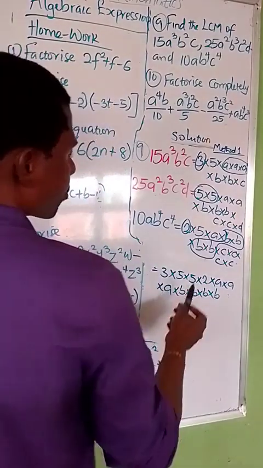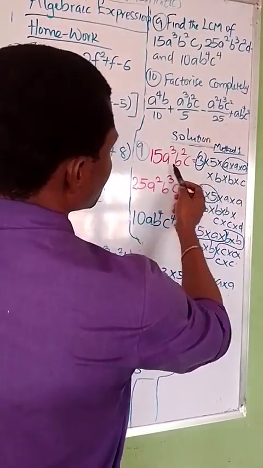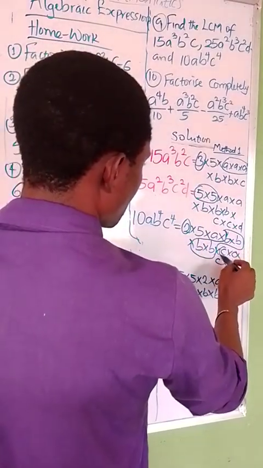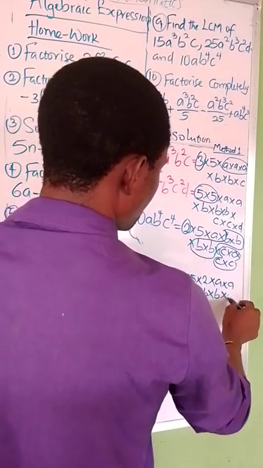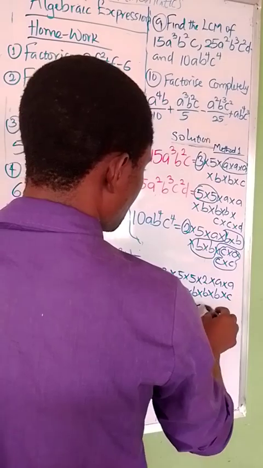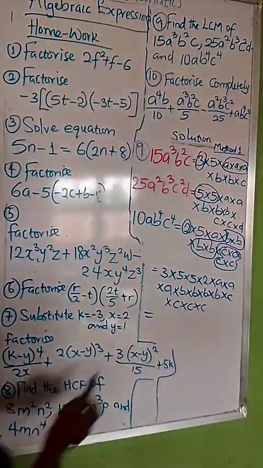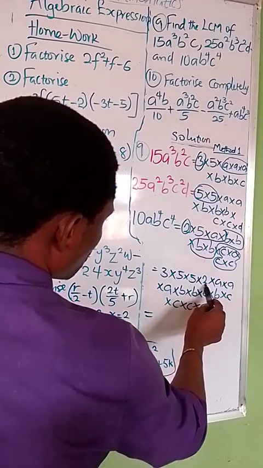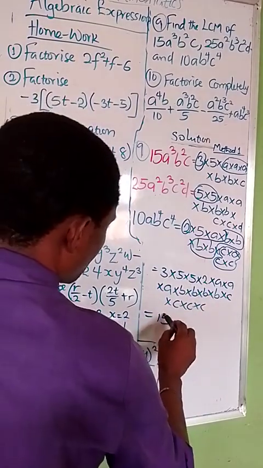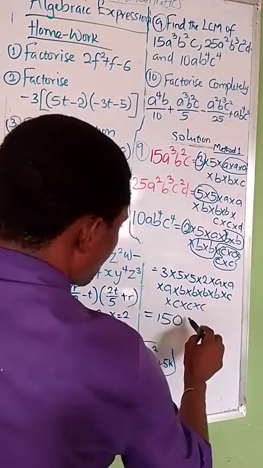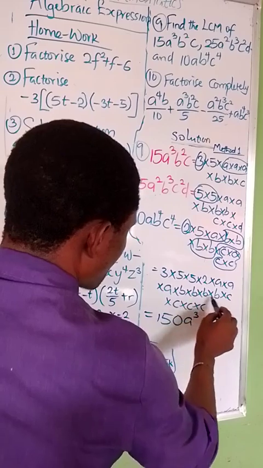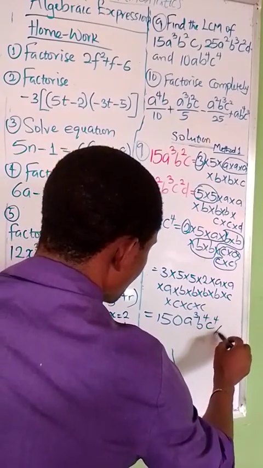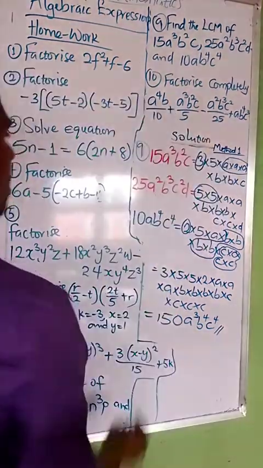Then we also pick the C. C is mostly common here, also 4 times. So we pick C times C times C times C. So our answer will now give us 3 times 5, 15. 5 times 2, 10. 10 times 15, 150. A cubed, B to the power 4, C to the power 4. That's the output.